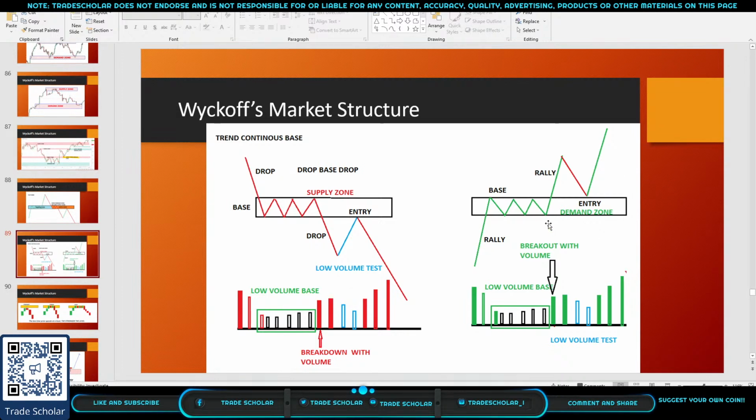How about rally base rally? It looks like this: rally, and then it goes into consolidation. You can see the volume, and then there will be a pump here, a breakout with volume. Always check that the breakout follows with volume. Breakout, and then a low volume test. It needs to test the demand zone again, so that it can buy again. The banks who bought here will buy again here, and then it pumps again to the upside. So, two entries.